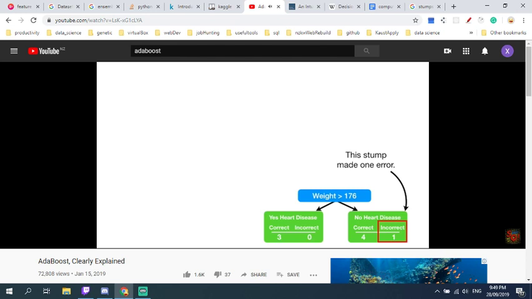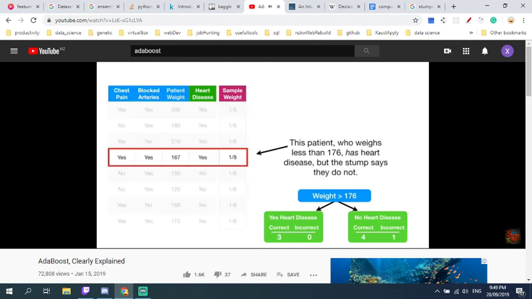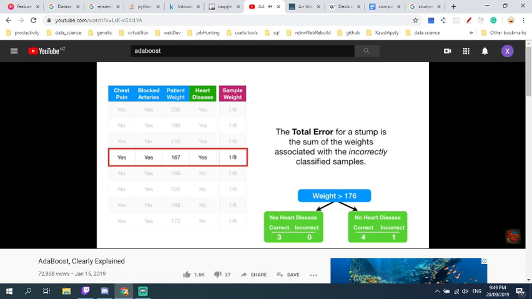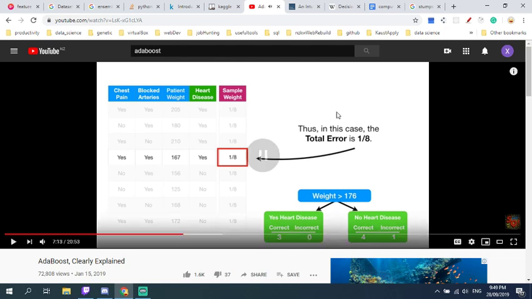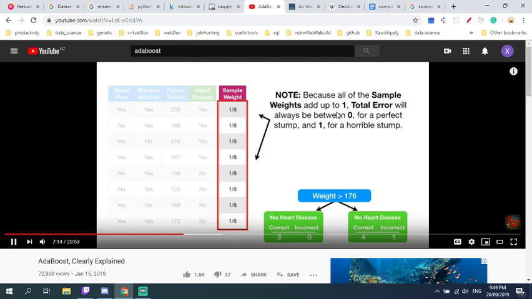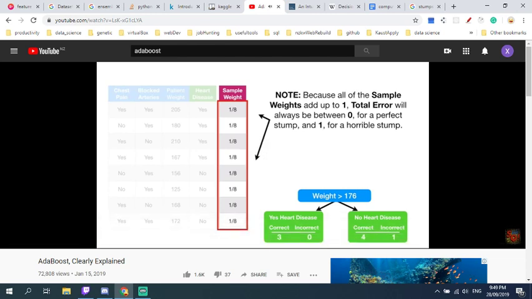This stump made 1 error. This patient, who weighs less than 176, has heart disease, but the stump says they do not. The total error for a stump is the sum of the weights associated with the incorrectly classified samples. Thus, in this case, the total error is 1/8. Note, because all of the sample weights add up to 1, total error will always be between 0 for a perfect stump and 1 for a horrible stump.